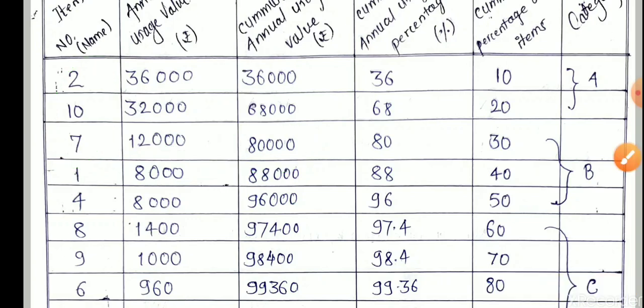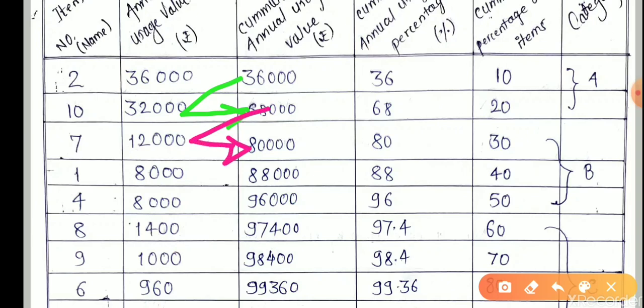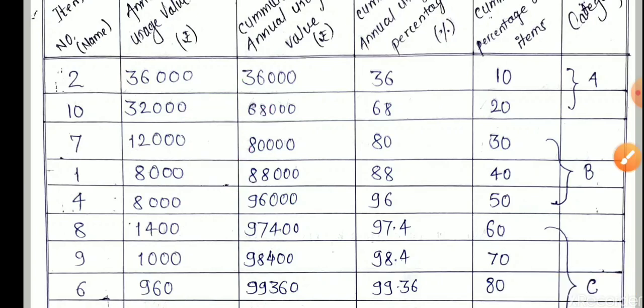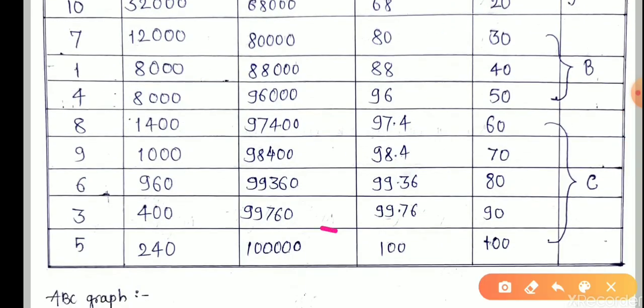How is cumulative calculated? This 36 plus 32 becomes 68. This 68 plus 12 becomes 80. This 80 plus 8 becomes 88. Likewise, we calculate the total cumulative, and at the end of this total cumulative, there is a certain amount. In this problem, it comes to 1 lakh rupees. It may be random or a round figure. In this example, it becomes 1 lakh rupees.